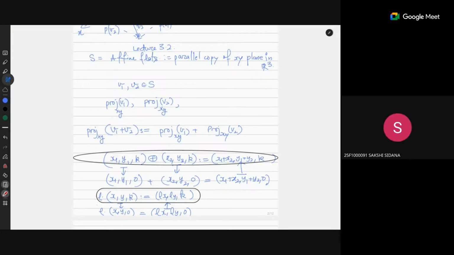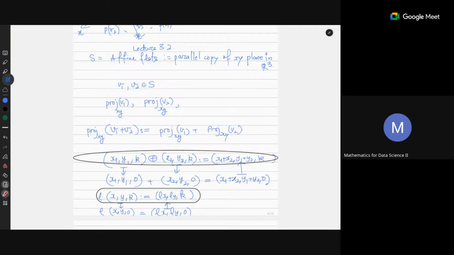What is a zero vector in this case? What do you mean by zero vector? So the zero vector is (0, 0, k). Yes. At least someone is focusing on the lecture.